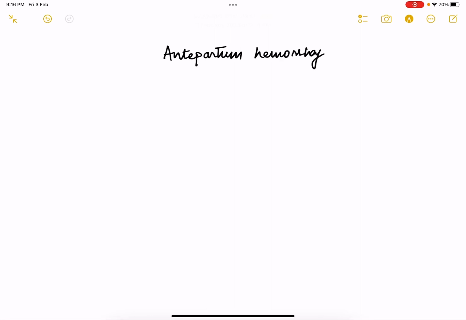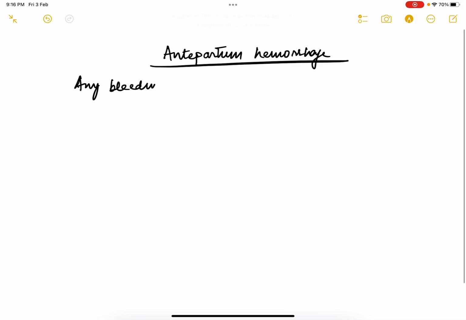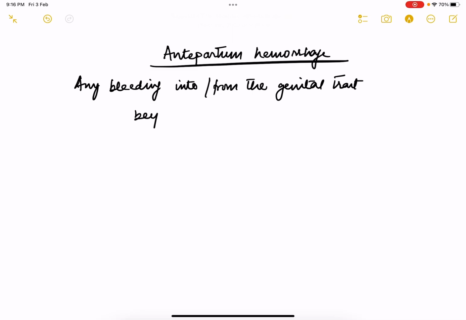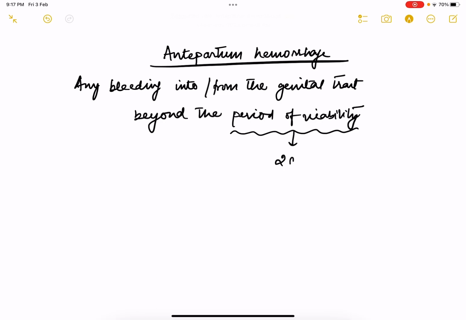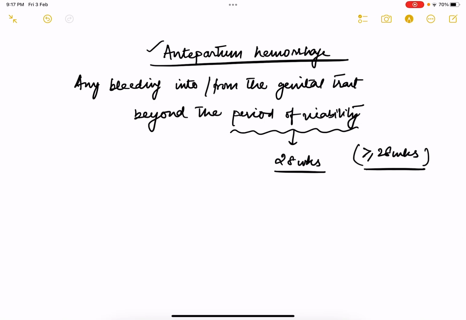Antepartum hemorrhage. So, antepartum hemorrhage means any bleeding into or from the genital tract beyond the period of viability. So, what is the period of viability? That is 28 weeks. So, any bleeding that is into or from the genital tract at more than or equal to 28 weeks of gestation is known as antepartum hemorrhage.